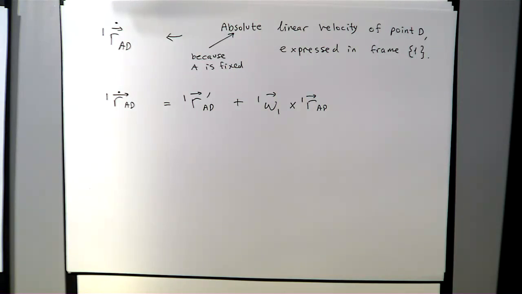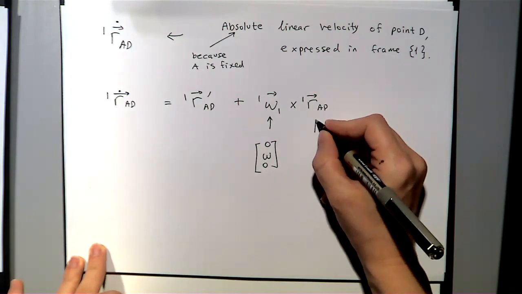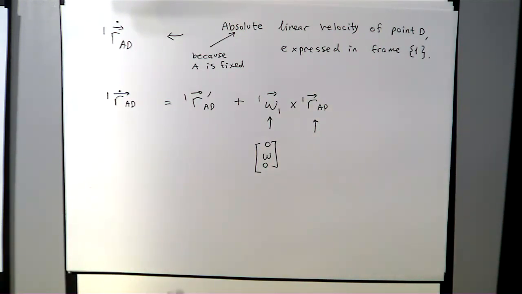And what is this omega? It is easy to describe in frame one. The axis of rotation of frame one is y1, and the magnitude of this vector is the angular rate of change, which is defined here as omega, in radians per second. By the way, after today's lecture, you can finish assignment one, so you will have all the material. So this one is 0 omega 0. And this one is the term by term, or component by component, derivative here.